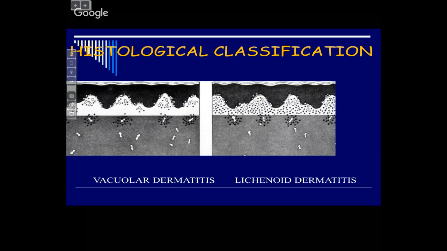Interface dermatitis encompasses two reaction patterns. One is a lichenoid dermatitis, and the other is a vacuolar dermatitis. In the lichenoid dermatitis, you see a dense lichenoid infiltrate hugging the dermal epidermal junction. That is different from a superficial perivascular lymphocytic infiltrate where the inflammation is more confined around the superficial vessels. In the vacuolar dermatitis, you're going to see some mild lymphocytic infiltrate, but the main changes are the vacuoles that develop at the dermal epidermal junction. Today, we are going to focus on lichenoid dermatitis.